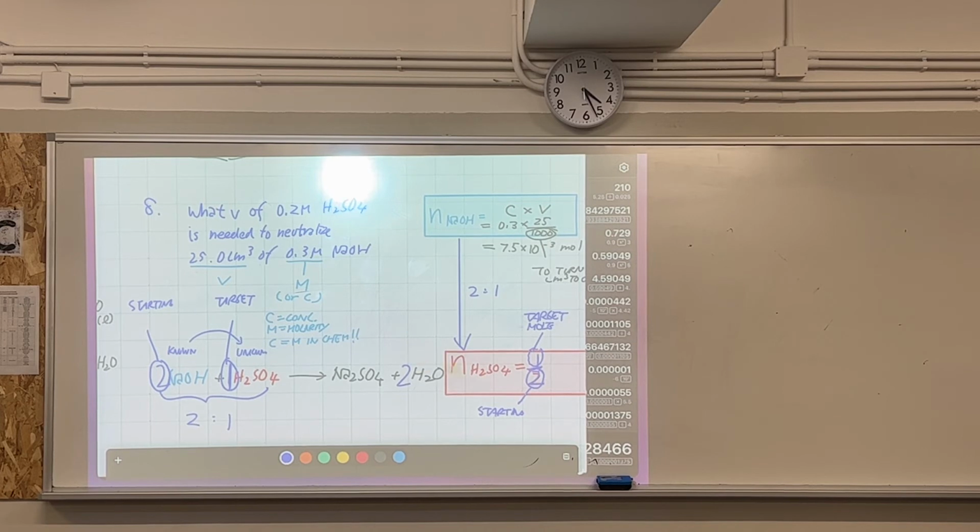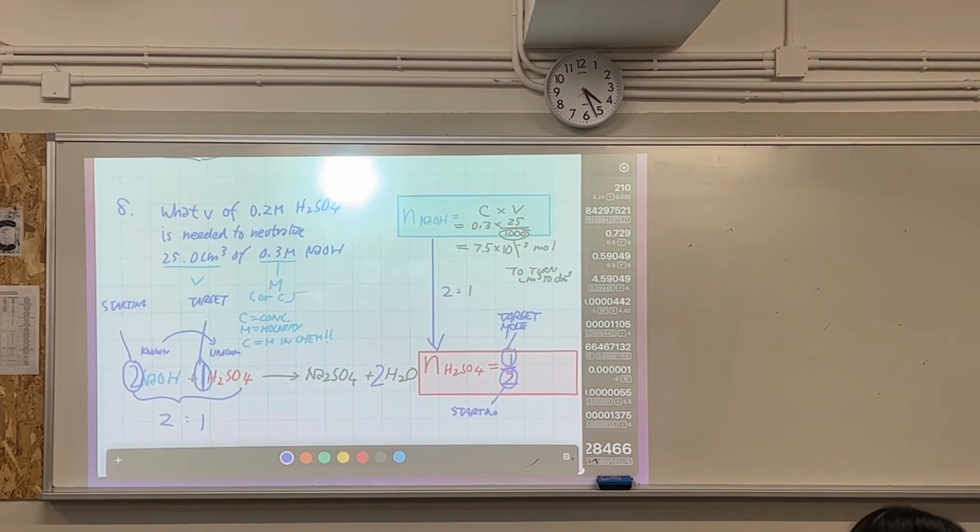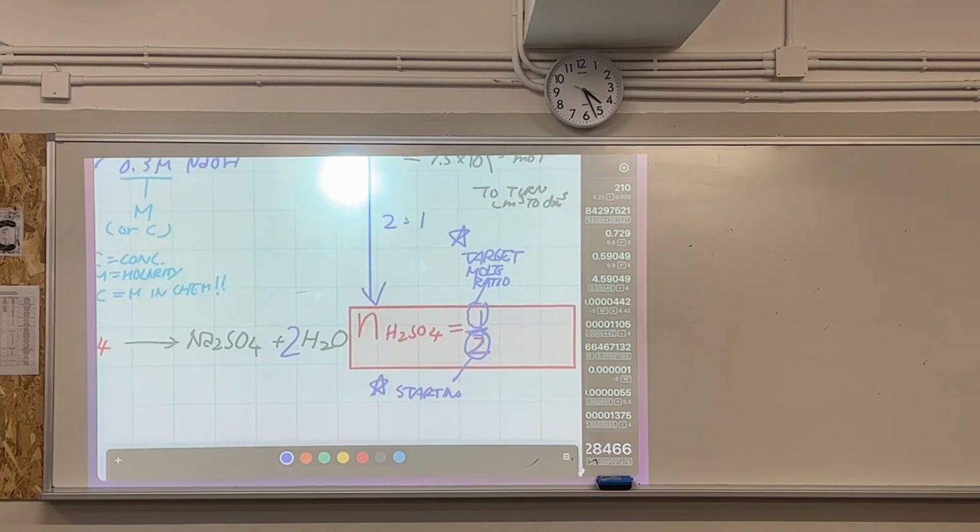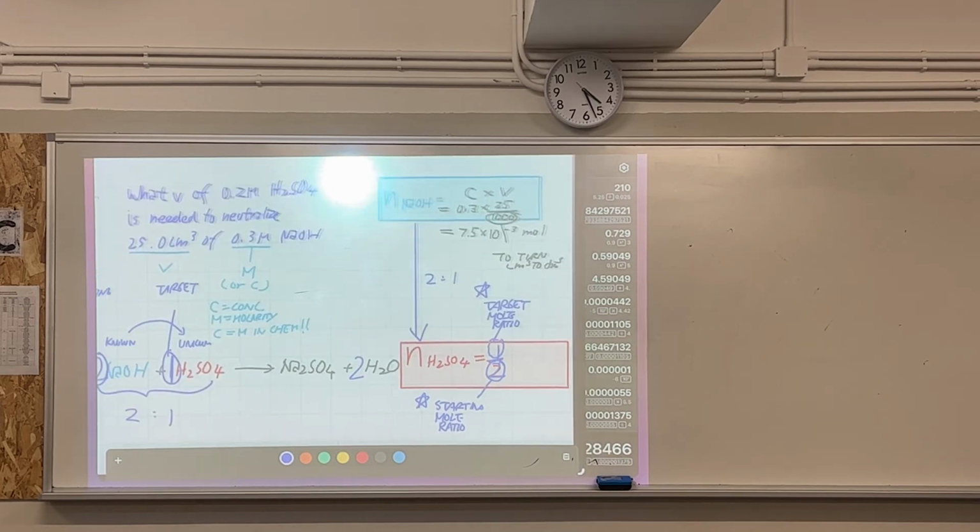Even if the mole ratio is weirder than 1 and 2, even if it's 3 to 4, you will still not take a chance. You will still know what to put there. So the starting mole ratio, yeah, this is important, especially if you keep making mistakes on which mole ratio to put on top. This will help you. This will save you. So the starting mole ratio is at the bottom. The target mole ratio is on top.